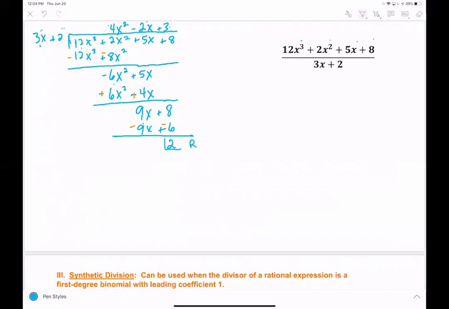So to write our answer here, we're going to write it out as 4x squared minus 2x plus 3. Since our remainder is positive, I'm going to put a plus, and I'm going to write 2 over what we divided by, which is 3x plus 2. So anytime you get a remainder that's not 0, that just means that the polynomial doesn't go into it evenly. It's not a factor.